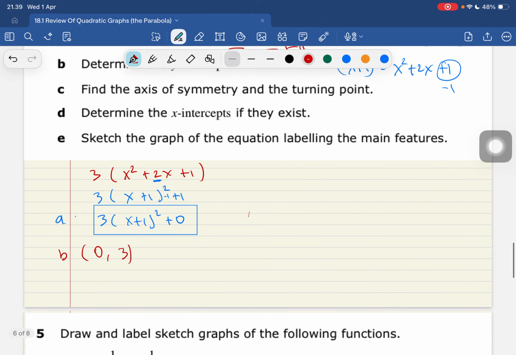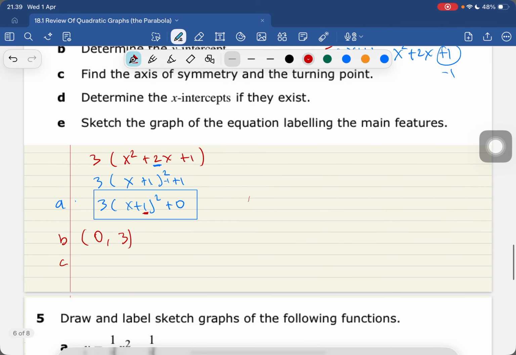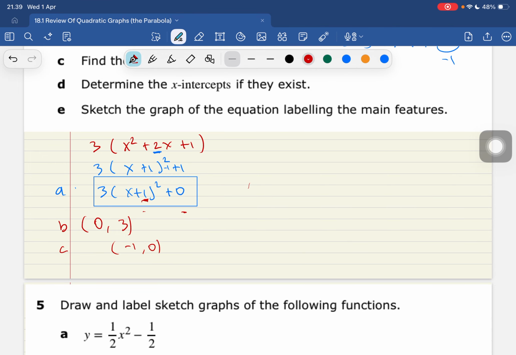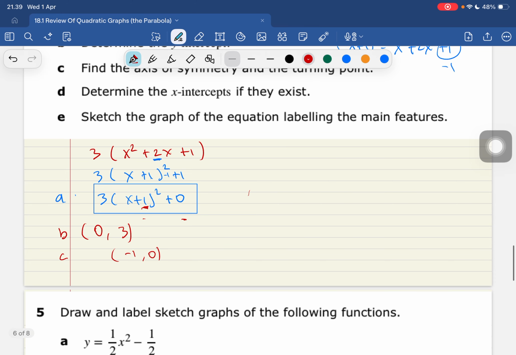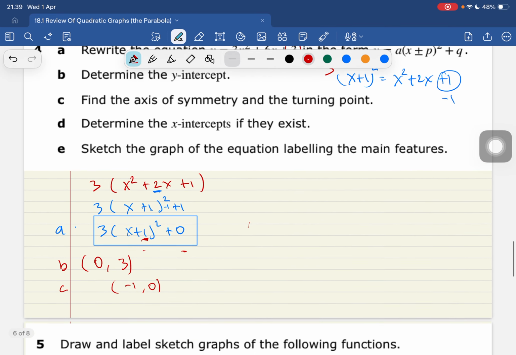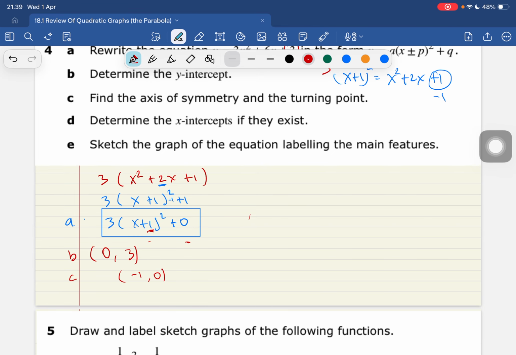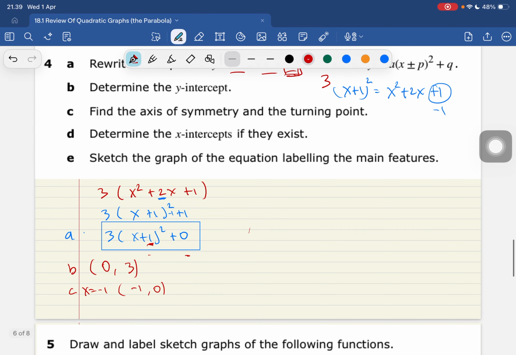Here we can check the turning point from here. As this is 1, so this is C, the turning point from here and here. The turning point x is minus 1, the opposite of it, and here is 0. So the turning point is (minus 1, 0). To find the axis of symmetry, here it is minus 1, so x is going to be minus 1, as this is the symmetry.